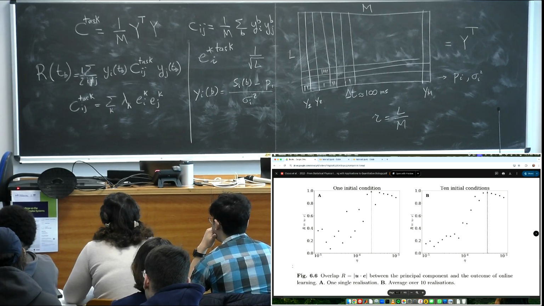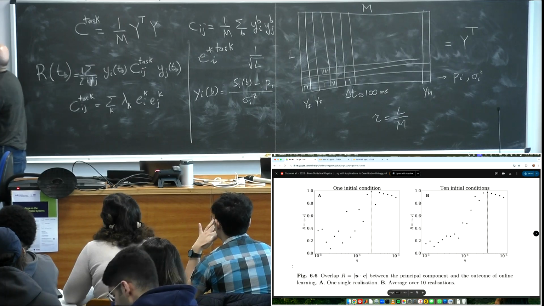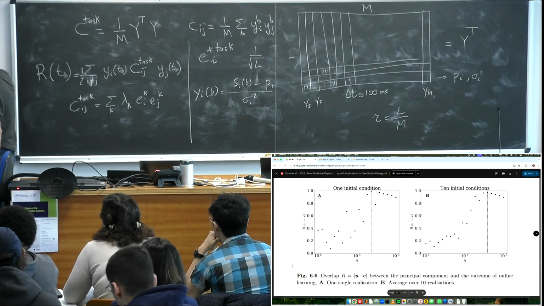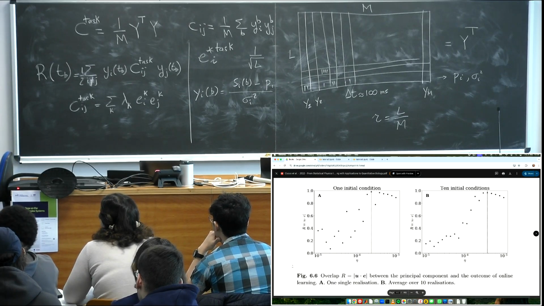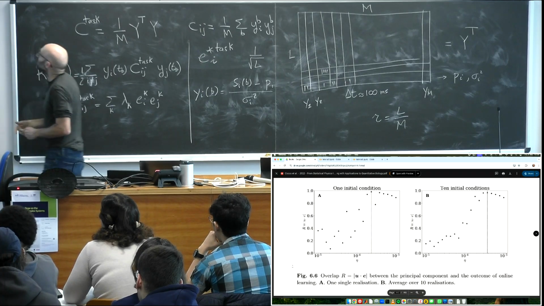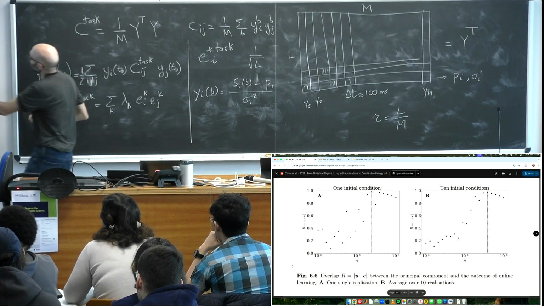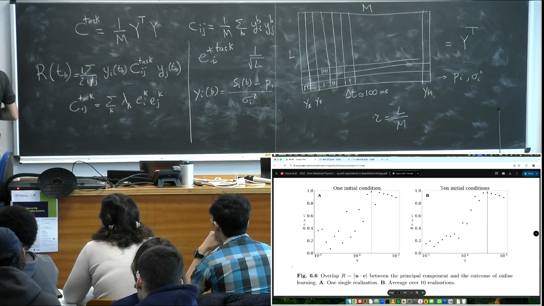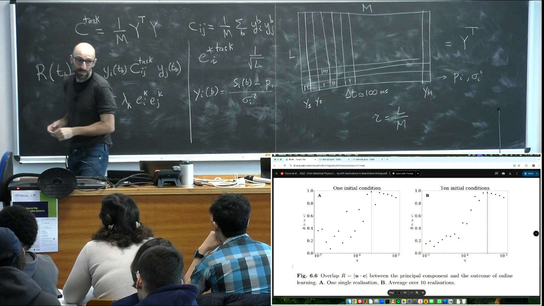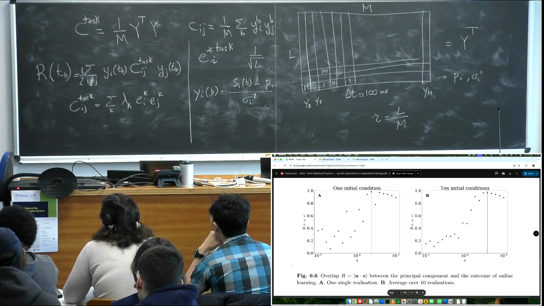I told you that you have to initialize J at random. So this is one initial condition. This is the average over 10 initial conditions, just to clean up a little bit. What you see is that when you increase the learning rate, it goes up because you learn better. But you reach a point where it's close to 1, so you are learning the principal component well. But then it starts to go down.